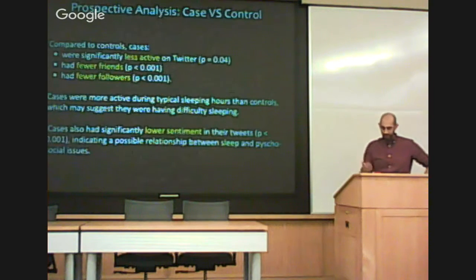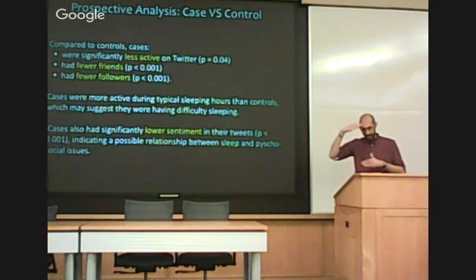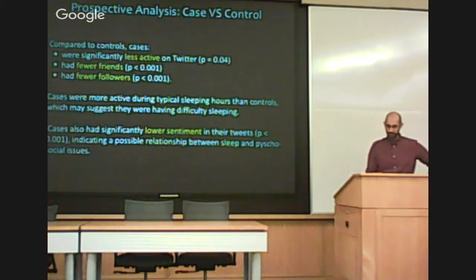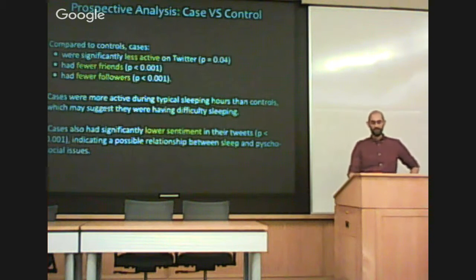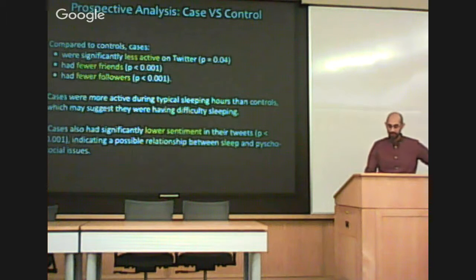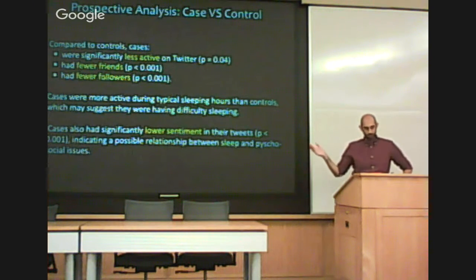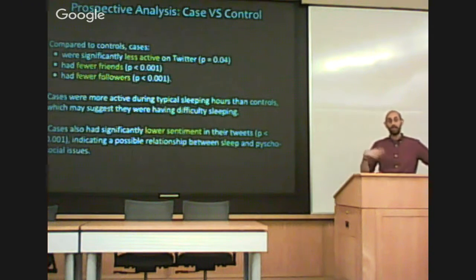So if you look at a higher level, more complete analysis, without diving into all the specific tables, in comparison to the controls, we found that these sleep users were significantly less active on Twitter, so they were posting less in general. They had fewer friends and they had fewer followers. And as I showed you before, they were more active during sleeping hours and less active during the day as compared to the controls. And we thought this was interesting.